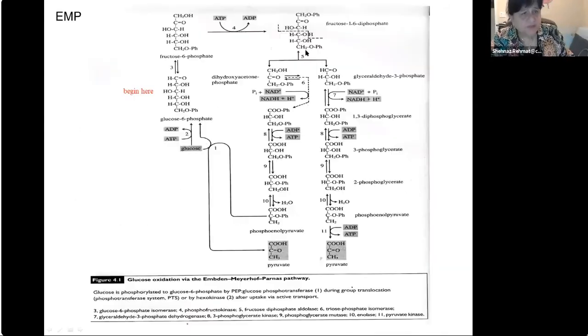Okay, so here is the pathway that we are looking at and will be studying. You're starting with the glucose 6-phosphate. I keep moving this thing. I wish I could do that.